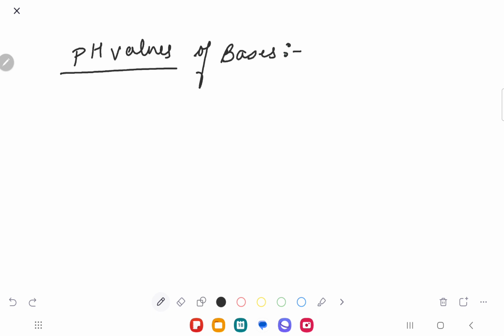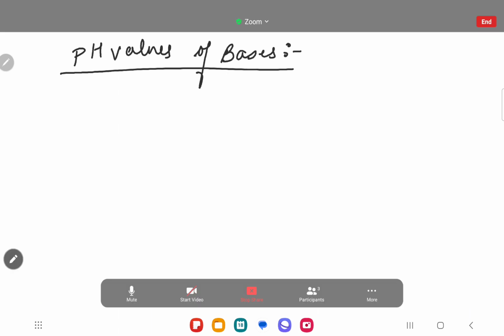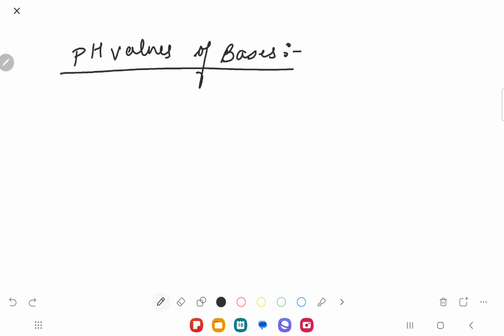So today we're going to start doing the pH values of bases. Now the point is these bases really do not release H plus ions because they are bases. So what would bases release? Bases would release the OH negative ions. Do you understand my point? So what do you think would happen?